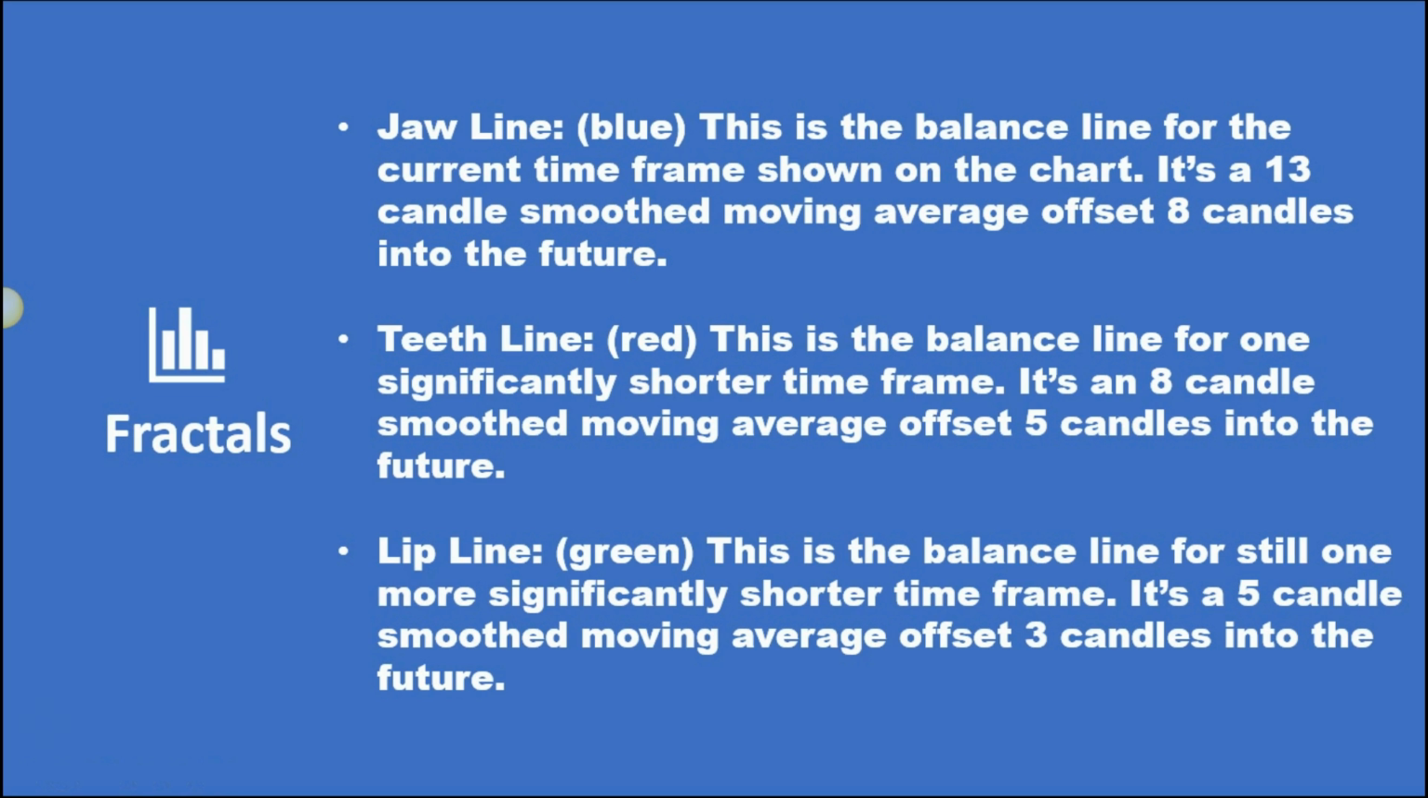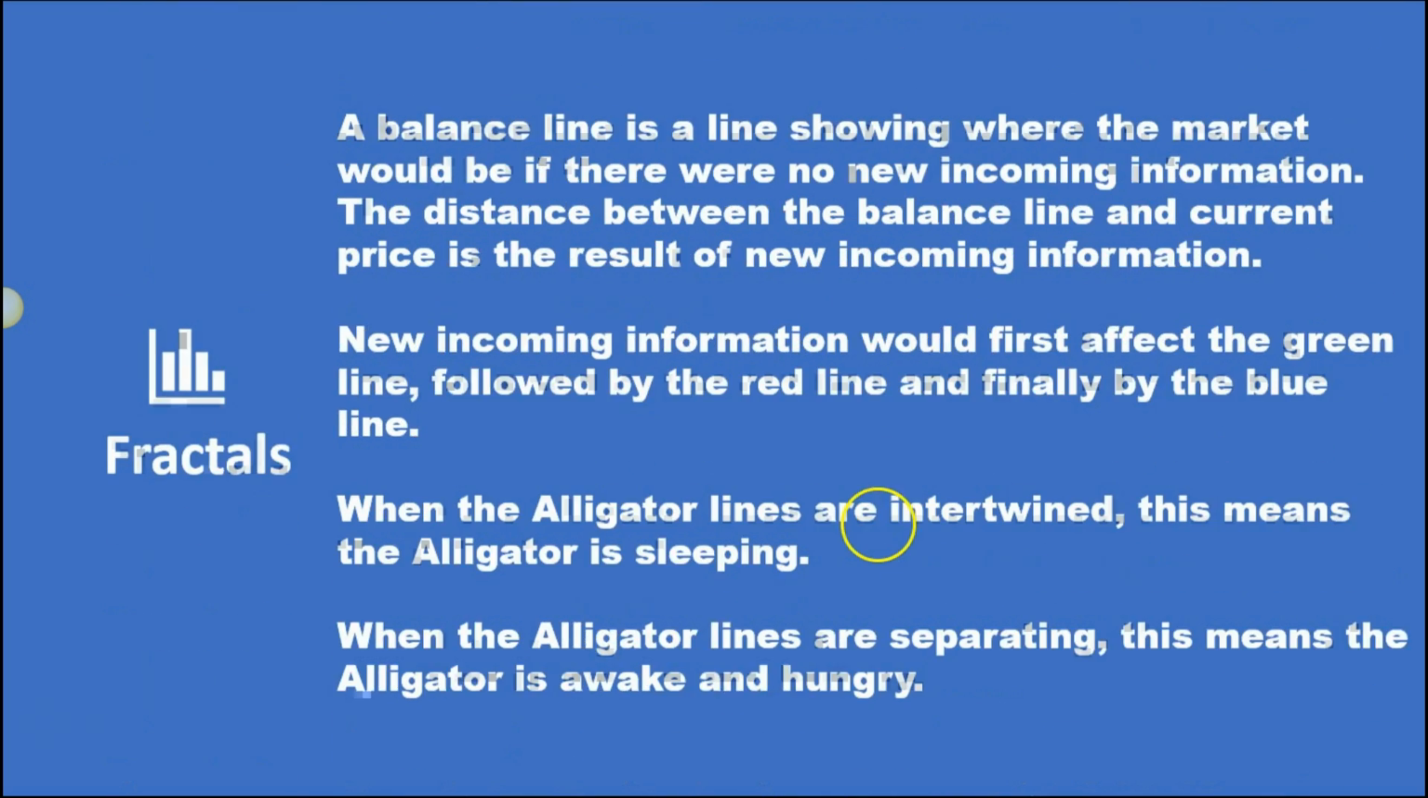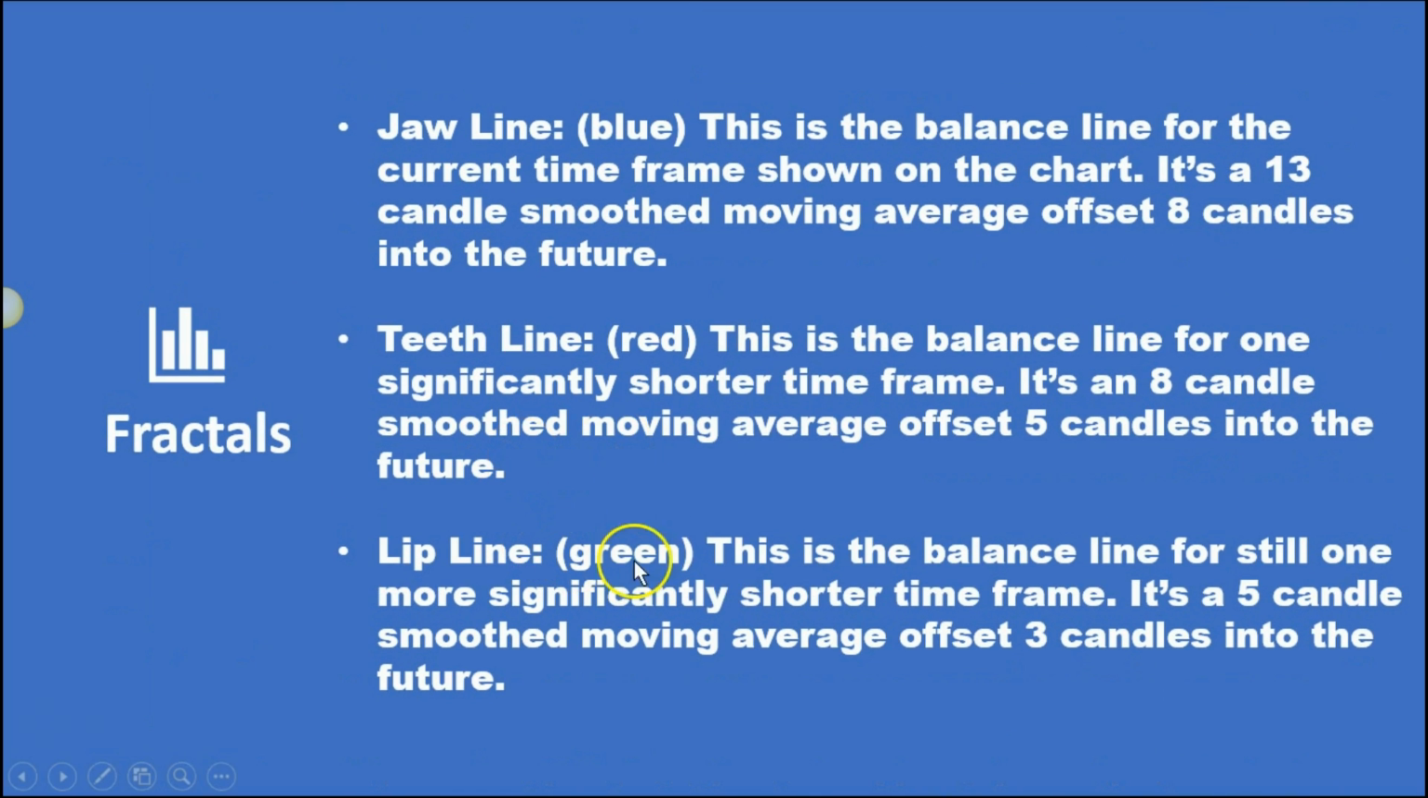indicator. The red line, which is the teeth, is the balance line for one significantly shorter time frame. It's an 8-candle smooth moving average offset 5 candles into the future. And then finally, this green line is the balance line for still one more significantly shorter time frame. It's a 5-candle smooth moving average offset 3 candles into the future.